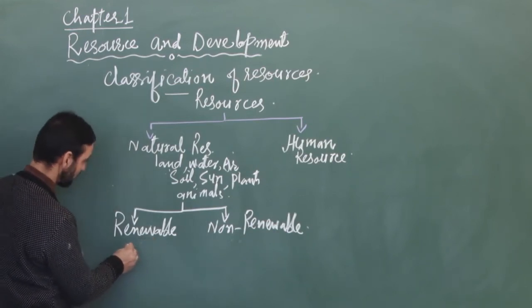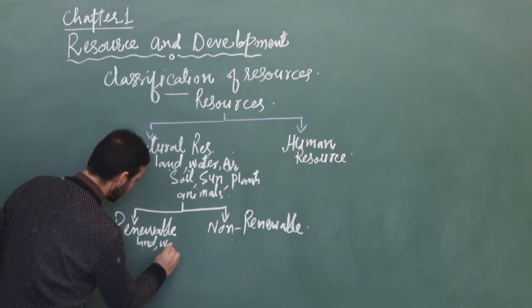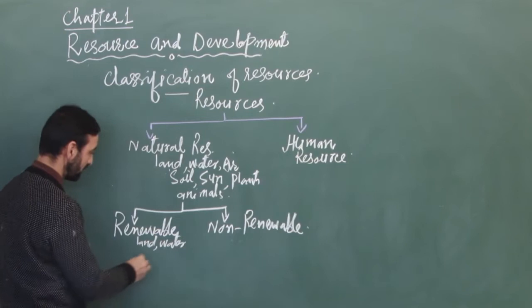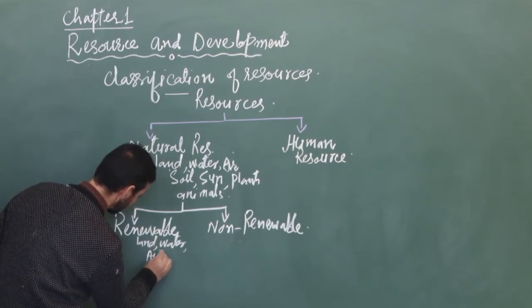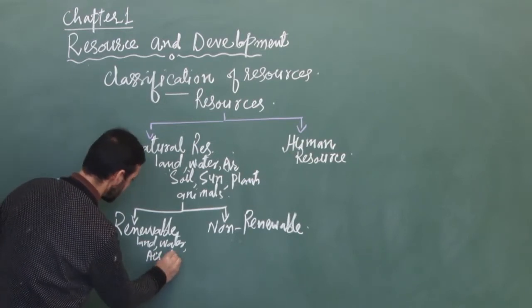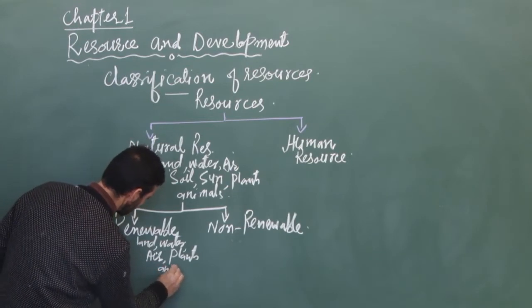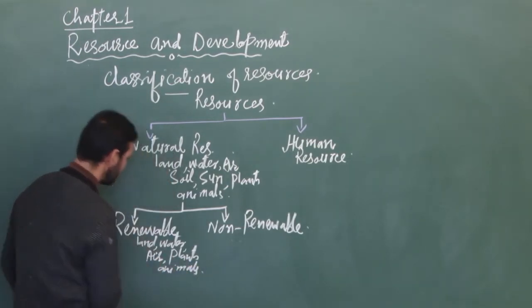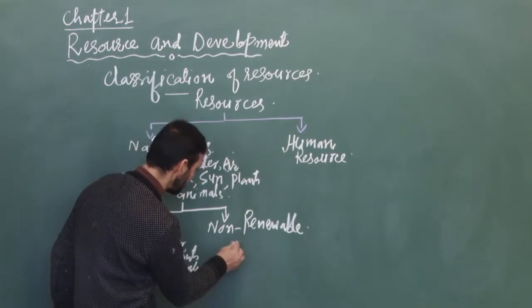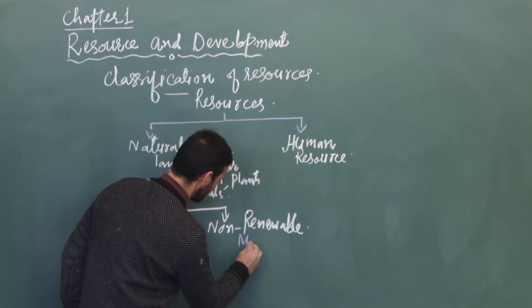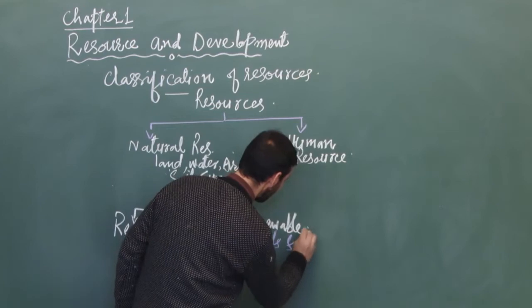Example: land, water, air, plants, animals. These are all examples of renewable resources. Non-renewable: metals and fossil fuels.